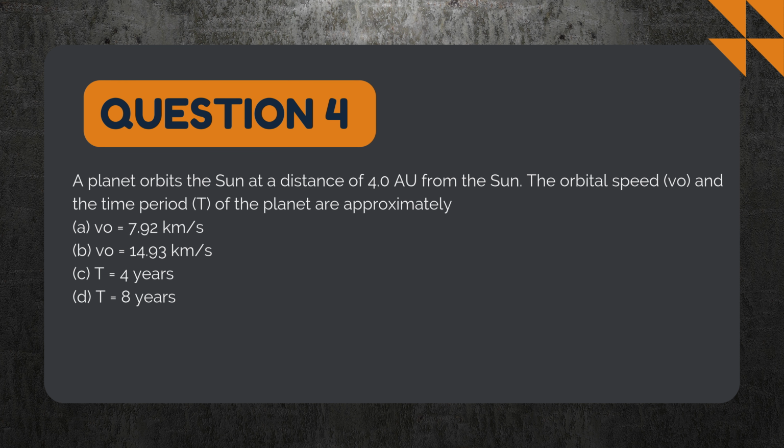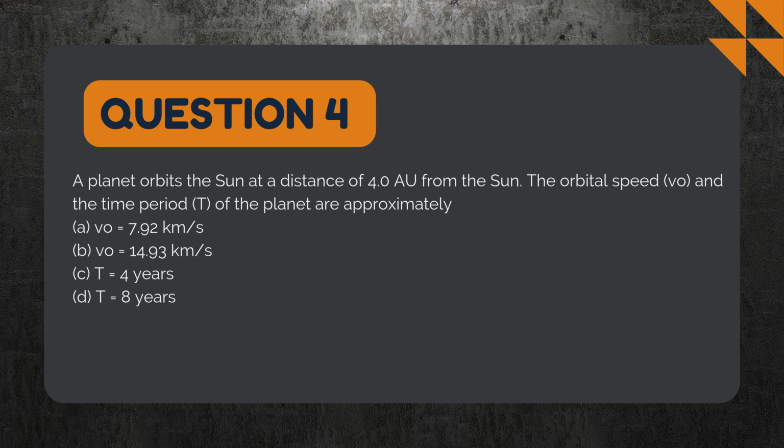Question 4. A planet orbits the Sun at a distance of 4 astronomical unit. The orbital speed and orbital period of the planet are approximately A. Orbital speed 7.92 kilometers per second, B. Orbital speed 14.93 kilometers per second, C. Period 4 year, D. Period 8 year. Correct answers are B and D.